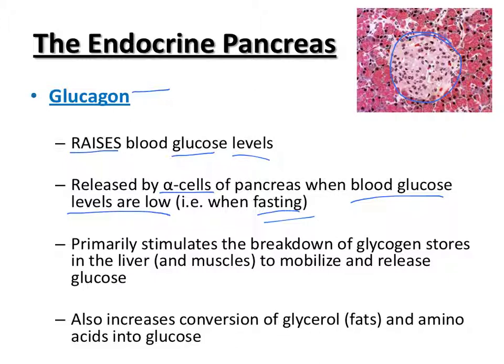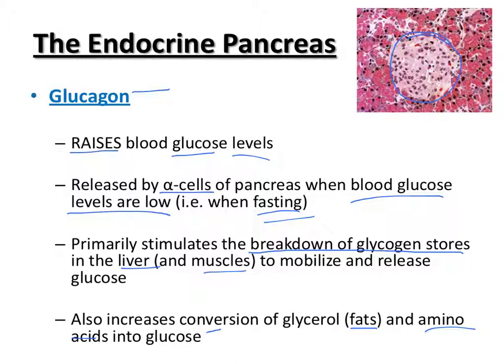So when you are fasting, your blood sugar gets low, and your body needs to stimulate some processes that will get that blood sugar back up to where it should be. So the primary stimulus here is it's going to increase the breakdown of glycogen storage in your liver and your muscles to release glucose out into your blood that you can use. This will also increase conversion of fats in your body and proteins in your body into glucose, like we learned about back with metabolism.